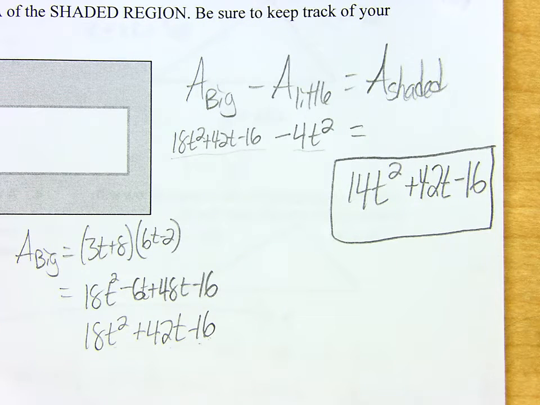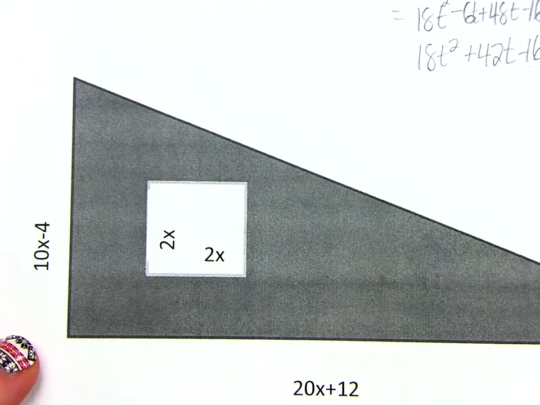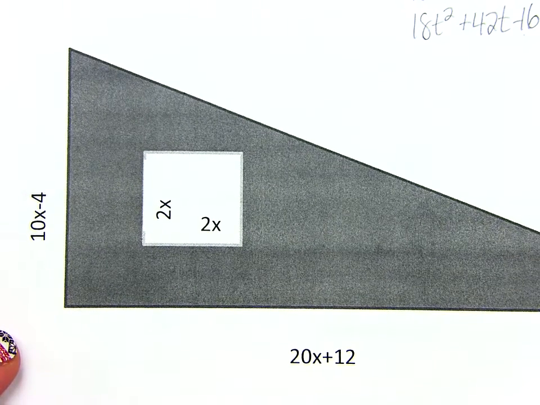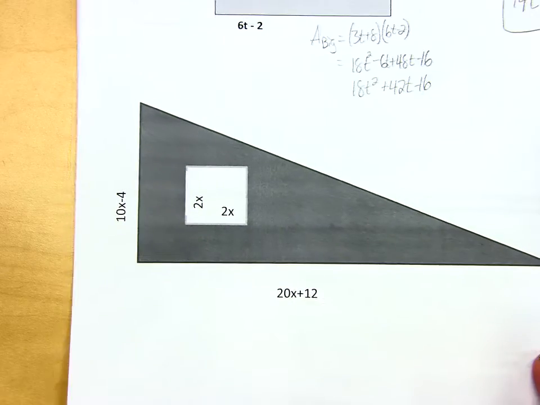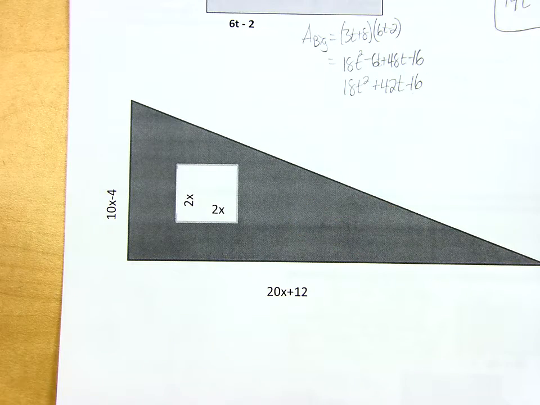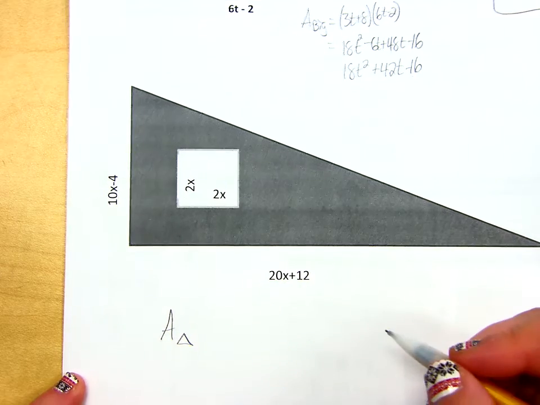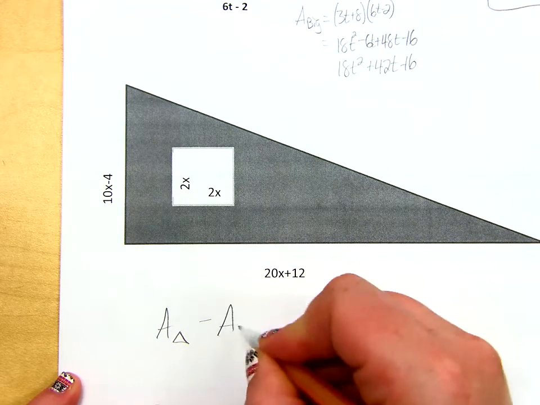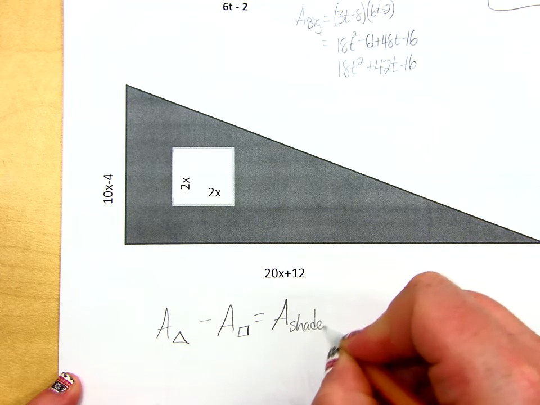Oh boy. If you look at the second shape, you have a triangle. It works the same way. I still want to do the area of the whole big triangle minus the area of, this time, a square on the inside. And whatever is left will be the area of the shaded region. Let me help you get started. 1/2 base times height. So I want to do area of the triangle minus area of the square will equal the area of the shaded region.